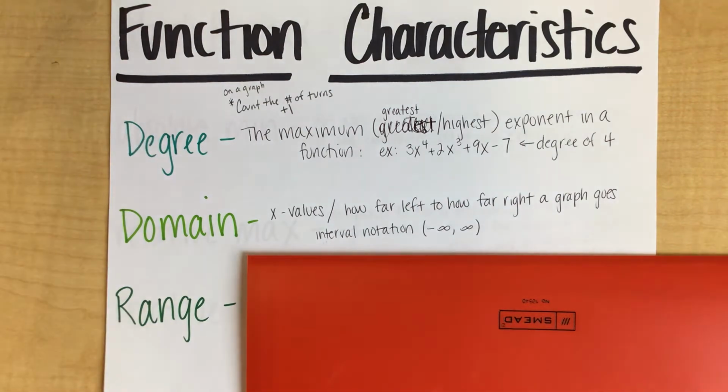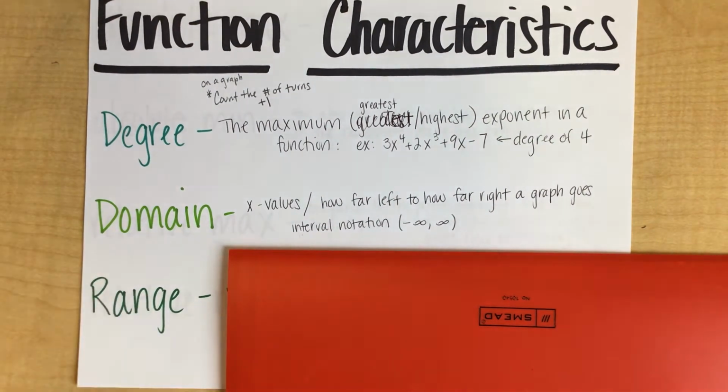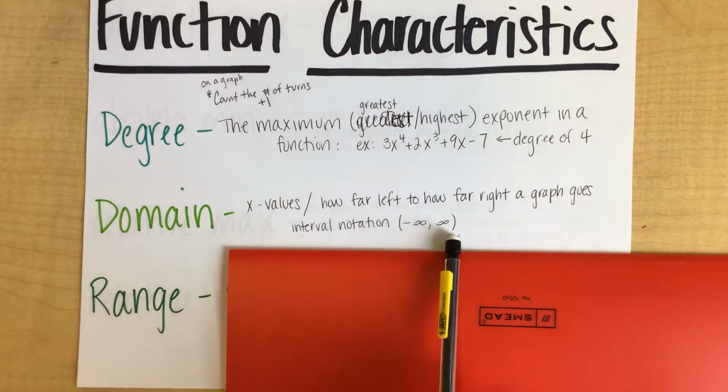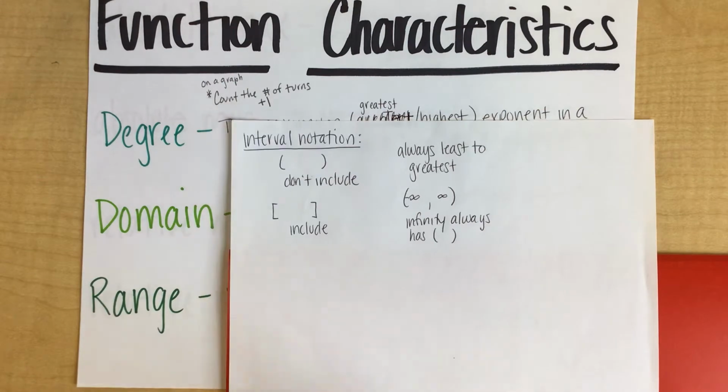So domain are your x values. So when we're talking about a graph, we're talking about how far left to how far right does the graph go, okay? And you guys are going to be writing stuff in interval notation, okay? This is an example of interval notation. So what we mean by interval notation is that we're using parentheses and brackets, okay?